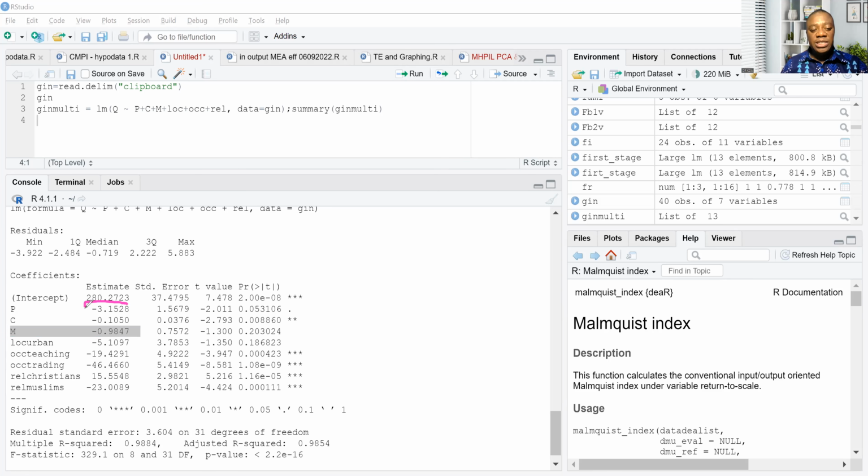Remember, I was interpreting this negative 3.15. That is the coefficient of price. By the way, if you want the question related to this, the question was this: interpret the coefficient of price. That's a question.